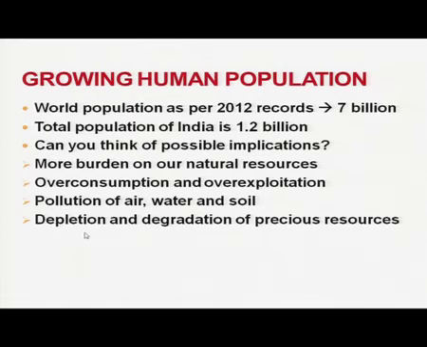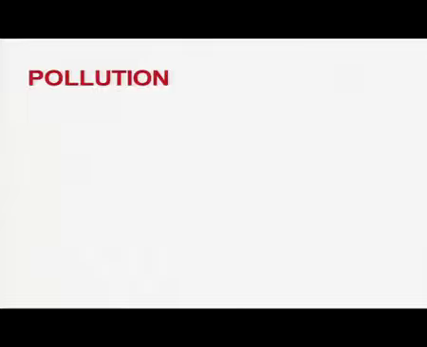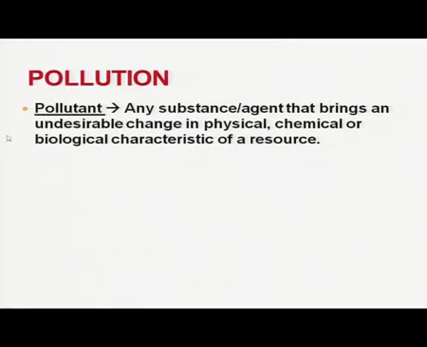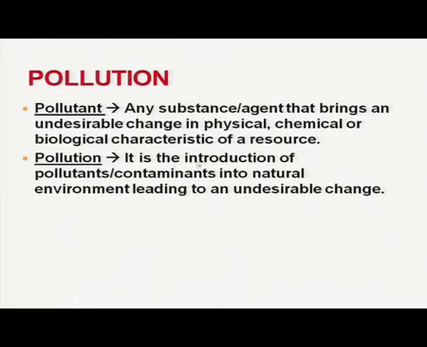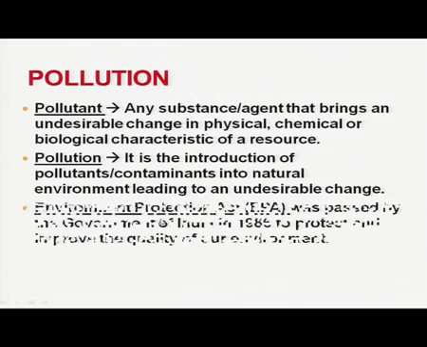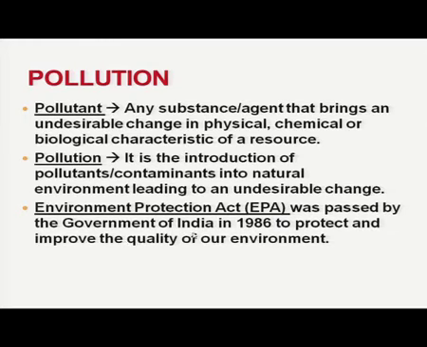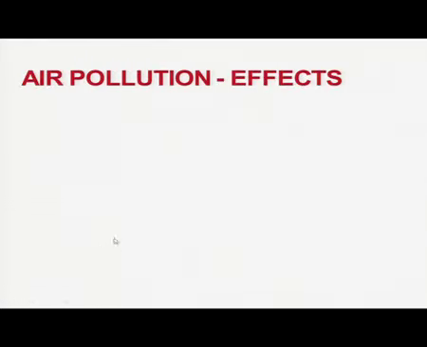In this chapter, particularly in this session of this chapter, we will be taking two types of pollution, air pollution and water pollution. But before starting, we should know the definition of pollution. Pollution is the presence of any kind of pollutant or contaminant. And what is a pollutant? It is any substance or agent that brings an undesirable change in physical, chemical or biological characteristics of a resource. So, again we will define pollution. It is the introduction of pollutants, contaminants into the natural environment, leading to an undesirable change. Environmental Protection Act was passed by the Government of India in 1986 to protect and improve the quality of our environment.